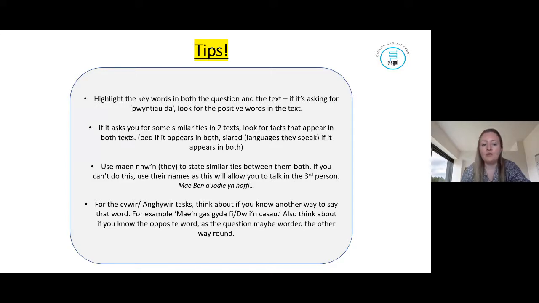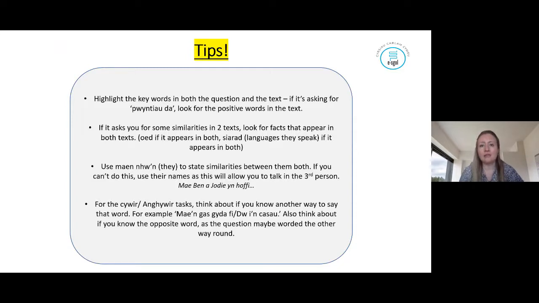Okay. And for the cywir anghywir tasks, the true or false tasks, they may not put the exact same wording in the question as they do in the text. So think about different ways to say the same phrases. So for example, dwi'n casáu means the same as mae'n gas gyda fi.